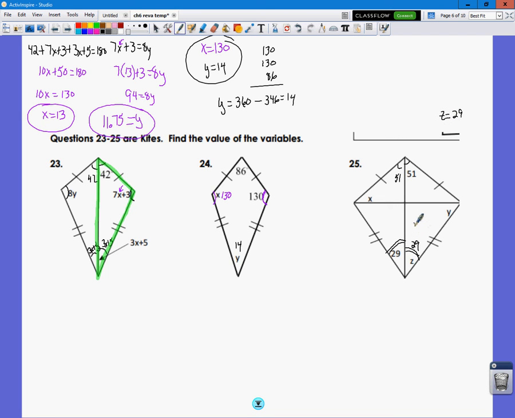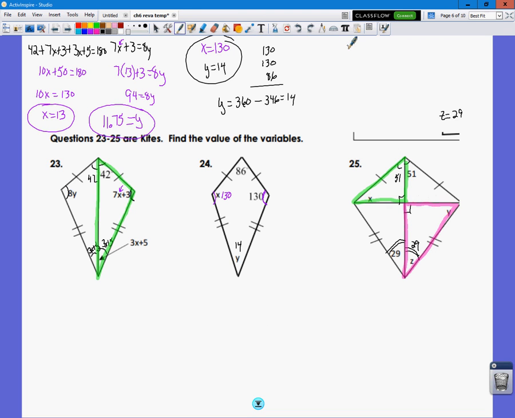I do know that diagonals are perpendicular. So I can look at two different triangles to find x and y. Here's the triangle that I'm going to look at for x. It's highlighted in green. And I'm going to highlight the other one in kind of this pinky purple color. And I can use that triangle to find y.